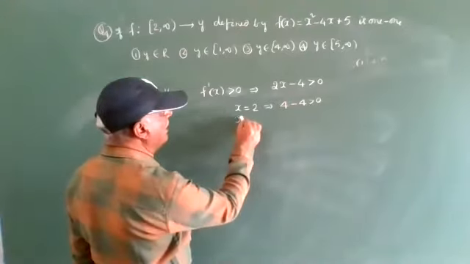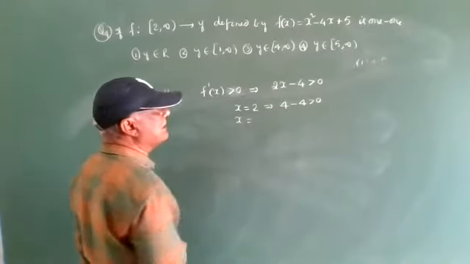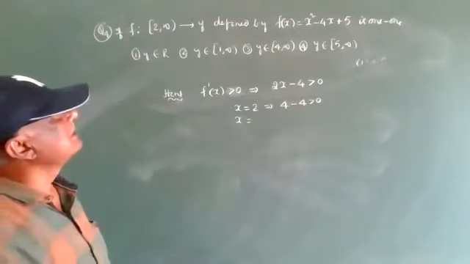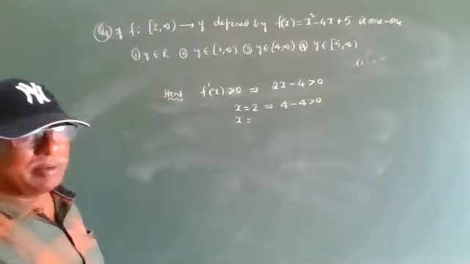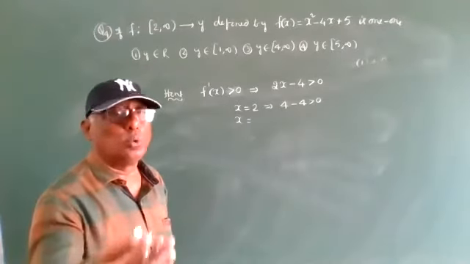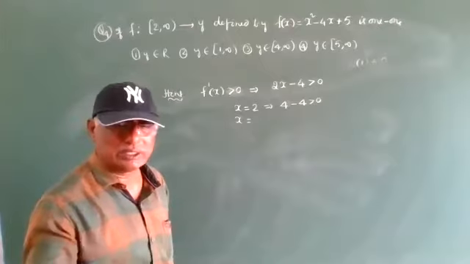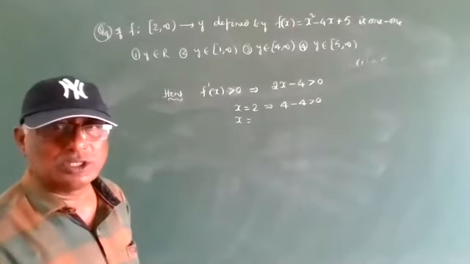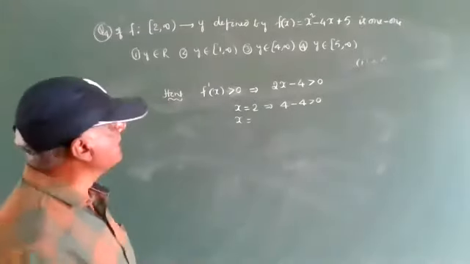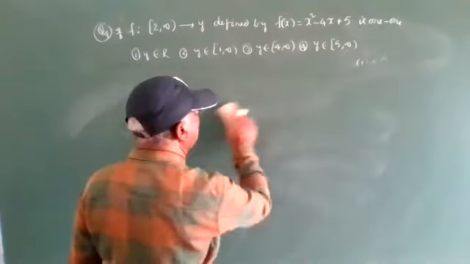X is equal to 3, we can take. X is equal to 3 means 6 minus 4, which is 2, and 2 is greater than 0. Is it correct? Yes, 2 is greater than 0. So this is the simple method I am going to explain.